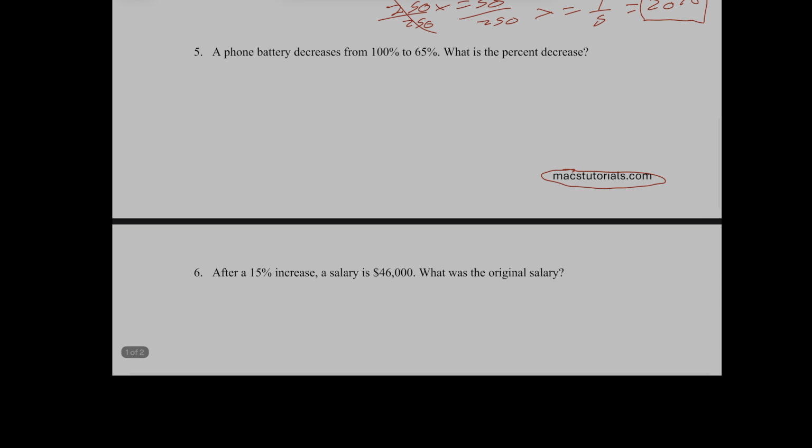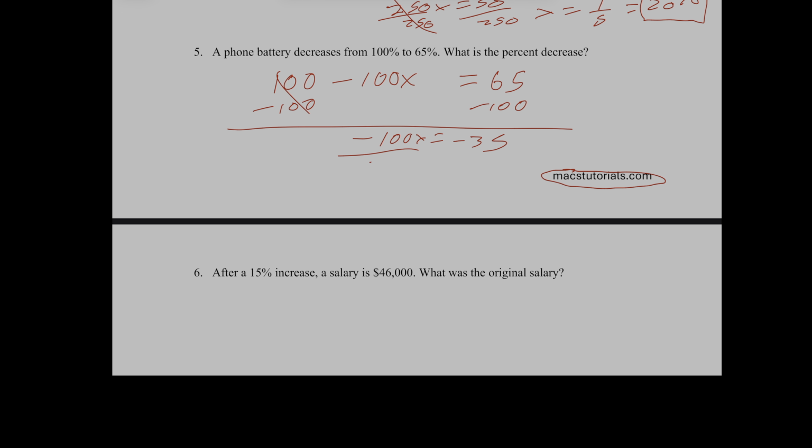All right. A phone battery decreases from 100% to 65. It started at 100 and ended up at 65. What is the percent decrease? I don't know, but we're going to subtract whatever that percent decrease is times the original, and that's what we end up getting. So I'm going to subtract 100 from both sides. Negative 100x is going to equal negative 35.